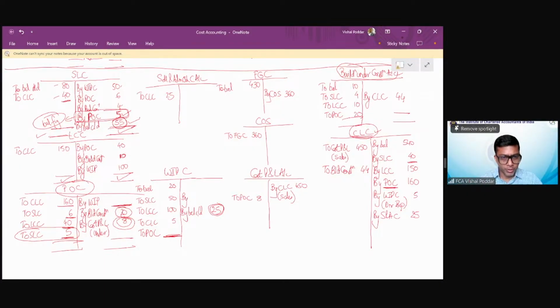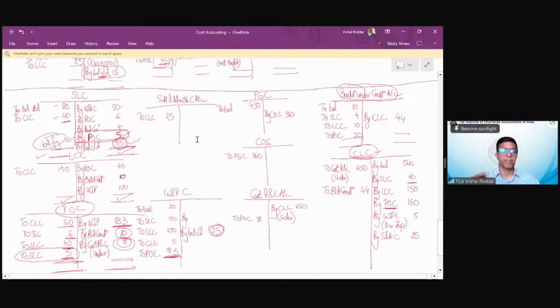Correct? So how much is it coming to? 183, I'm getting. So the amount to be charged is 183. And this account is also closed, tallied. Now I proceed. Selling and administration I've incurred. They have given nothing for charging, so we transfer it to costing P&L.